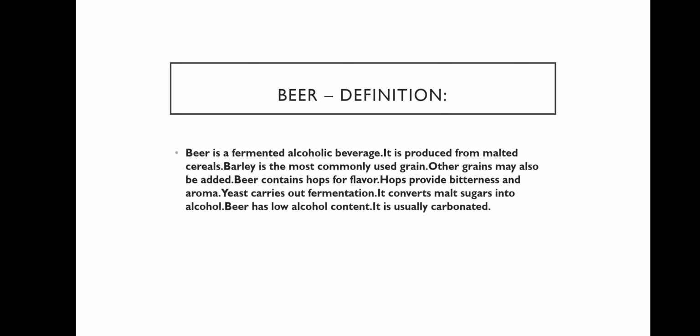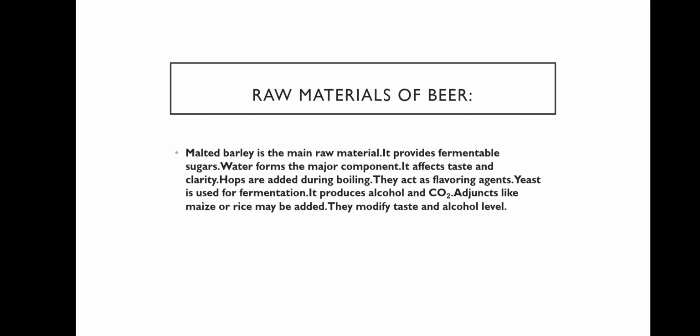Beer is a fermented alcoholic beverage. It is produced from malted cereals, barley being the most commonly used grain. Other grains may also be added. Beer contains hops for flavor. Hops provide bitterness and aroma. Yeast carries out fermentation. It converts malt sugar into alcohol. Beer has low alcohol content. It is usually carbonated.